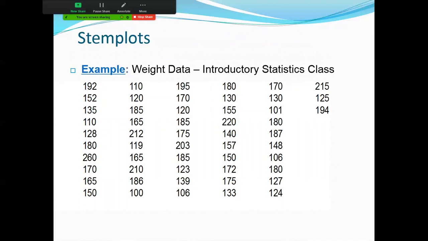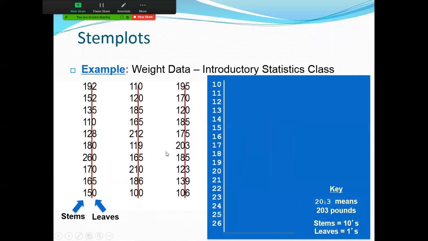Weight data, introductory statistics class. This is the weight of everyone in class. And the way they make the stem and leaves is to only have the rightmost digit as a leaf and visualize where all of these would fall. Once we see, for example, that there are several 1 beginning numbers, then we organize it. So here we have the 192. We put that 2 in place.